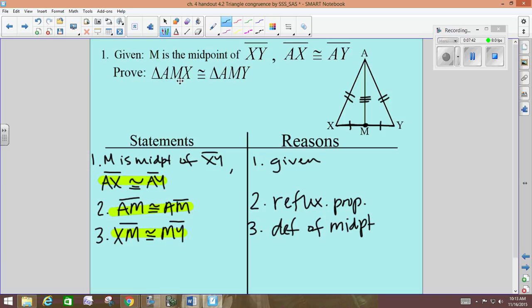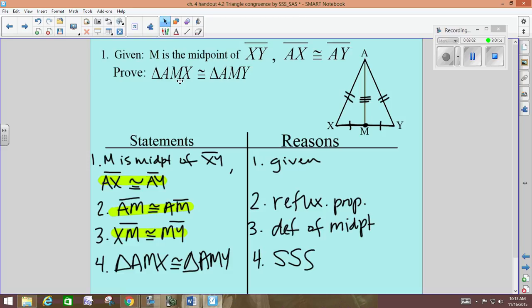We now have all three sides listed. So our last step is what we were trying to prove, that the two triangles are congruent. So number 4, you're going to copy down what it says there. Triangle AMX is congruent to triangle AMY, and that's by side, side, side. Don't worry about writing postulate or theorem behind them, just side, side, side. Questions on the first proof?